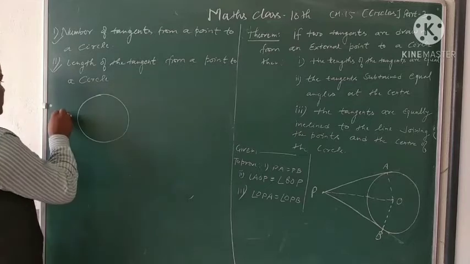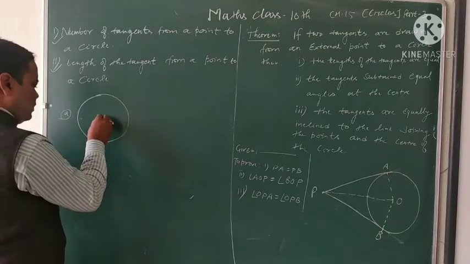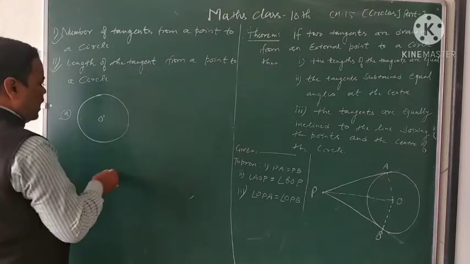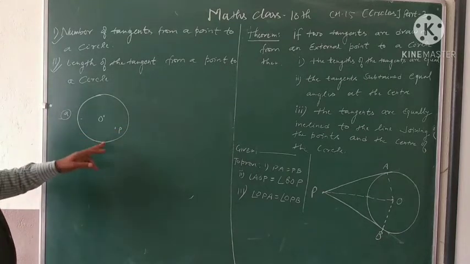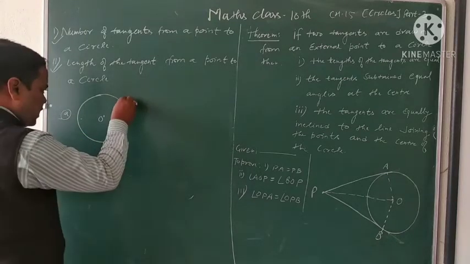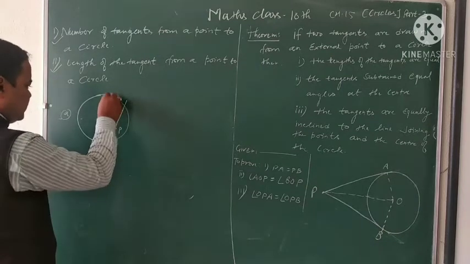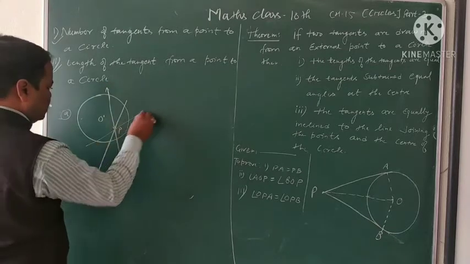The first condition is that we have any circle whose center is O, and any point P in the circle. If we draw a line which passes through the point P, then it may be like this way. It may be like this way.